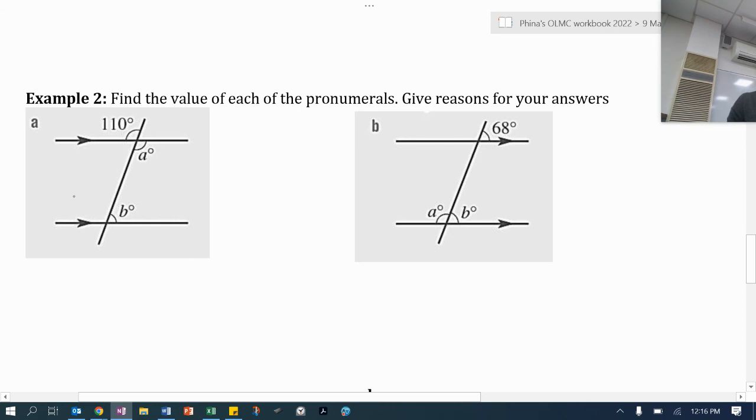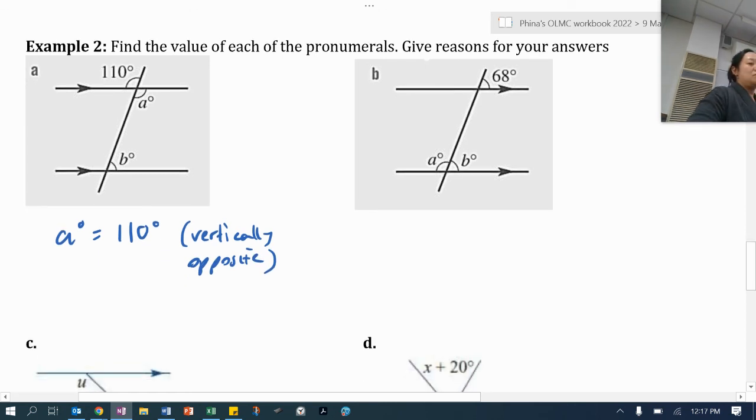So, firstly, what's A? And why? Good. So there we've got two lines that intersect. A is vertically opposite. Right. Then from there, what's B going to be? So that's 110. 70. Yep. What's your reasoning? Co-interior. Good. So we've got a co-interior here. So B is equal to 70 degrees because it's co-interior.